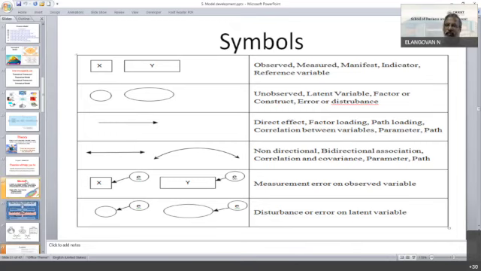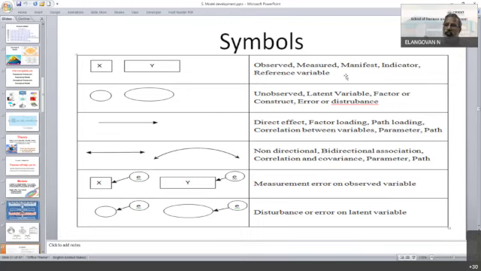So what are these symbols? We'll look into these symbols. A square or a rectangular box, what does it mean? We call it an observed variable or a measured variable. Sometimes we call it a manifest variable, an indicator variable, or even a reference variable.